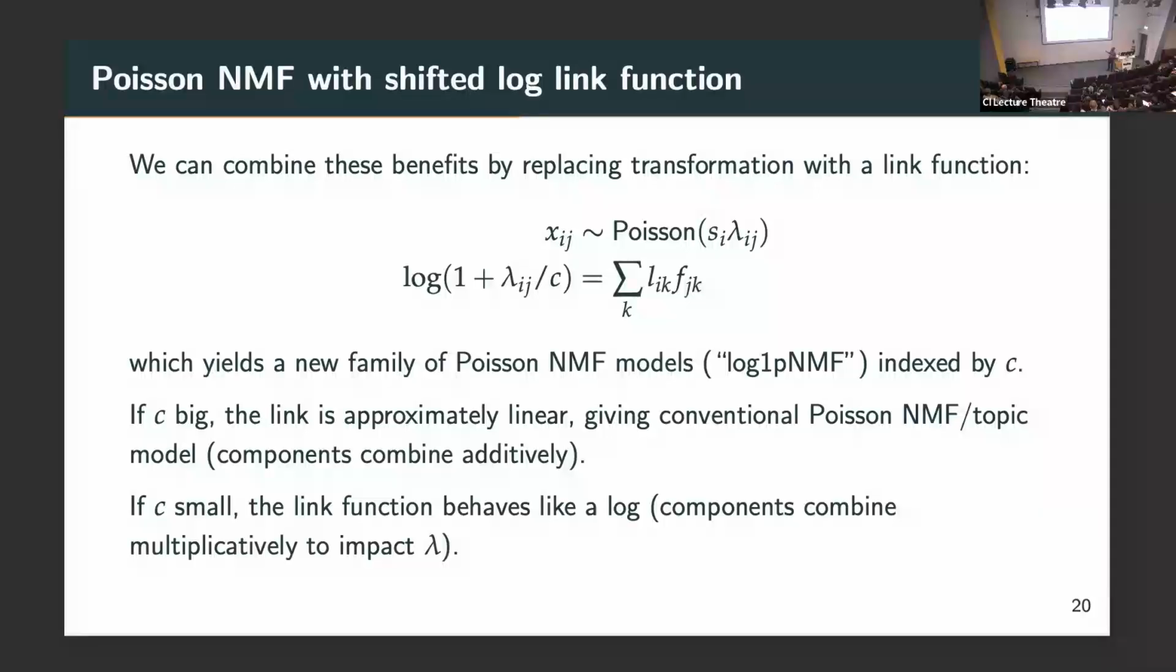Whereas when C is smaller, it gives you something that behaves a little bit more like a log, and so you get something a bit more multiplicative. And it turns out that this has a big effect on the representations you get.